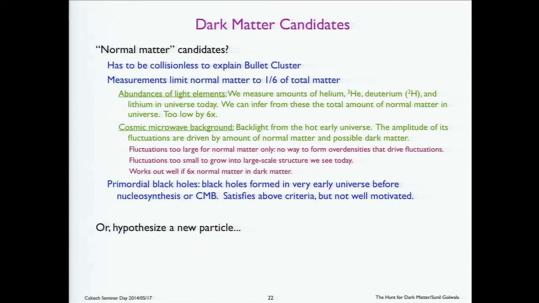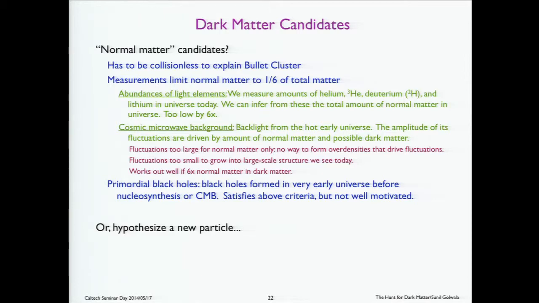And also, those fluctuations are actually too small to produce all the structure we see today. So there had to be something else that was fluctuating, whose density was fluctuating at that time when the microwave background was released, and grew into the structure we see today, galaxies, clusters of galaxies, et cetera. And it works out well if we have a total amount of matter that's about 6 times the normal matter. So 5/6 of the total matter is in dark matter. There are other candidates. Primordial black holes have been put out for years as a candidate, but these things would satisfy all the above criteria, but they're not particularly well motivated.